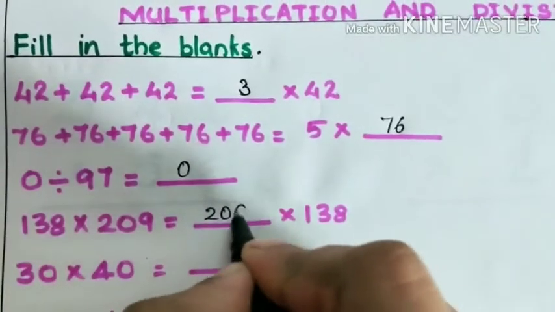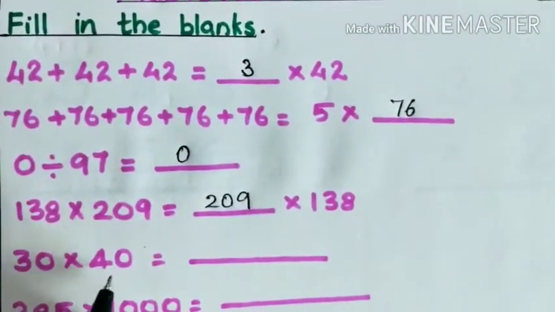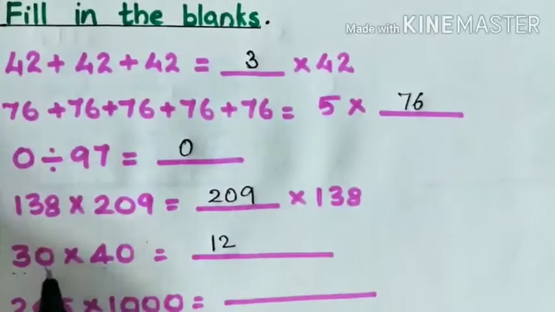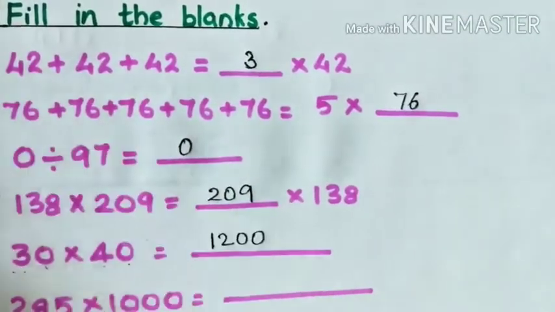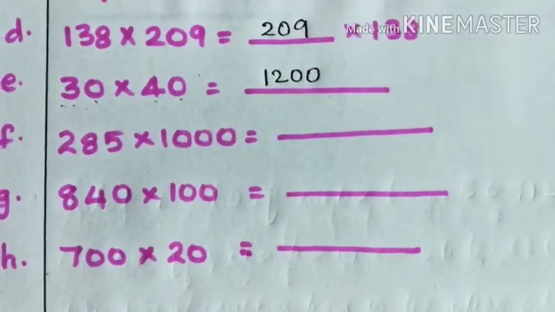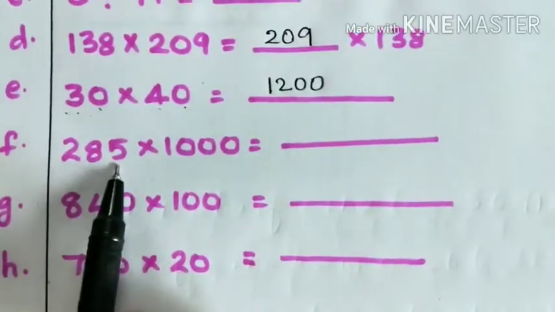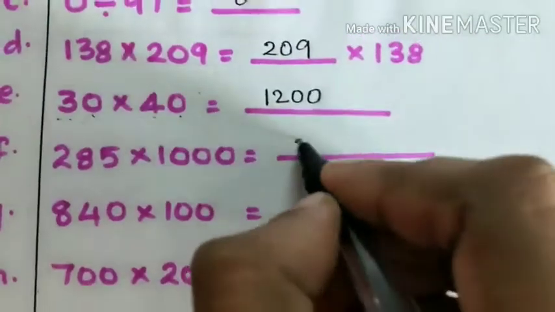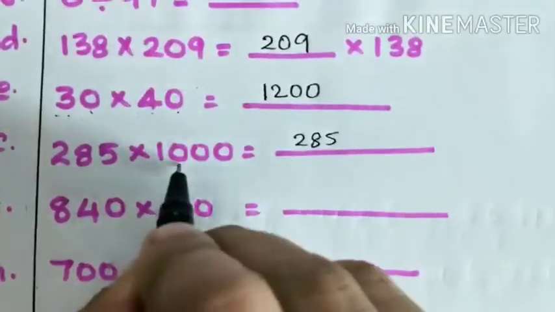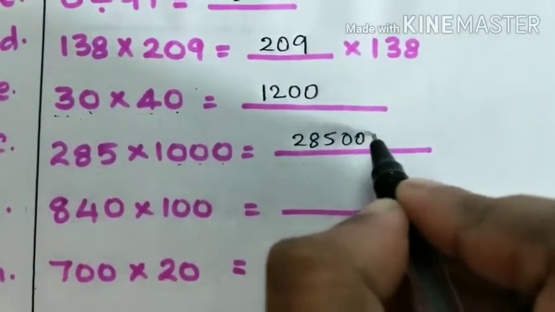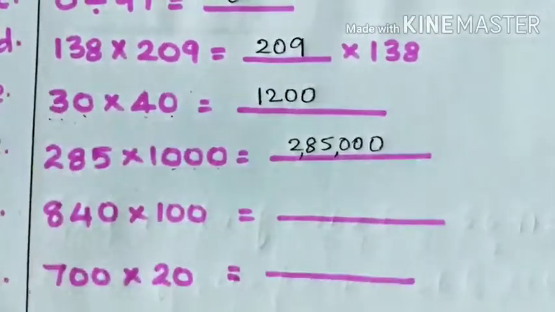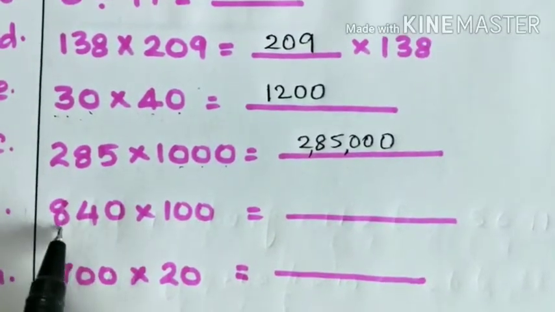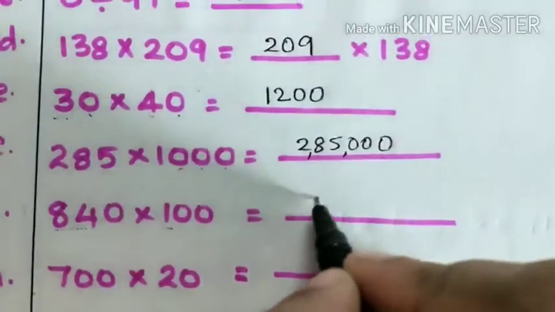209. 30 into 40. 3 into 4, 12 and 2 zeros. 1200. 285 into 1000. 285 into 1, 285. 1, 2, 3 and 3 zeros. 2,85,000. 840 into 100. 84 into 1.